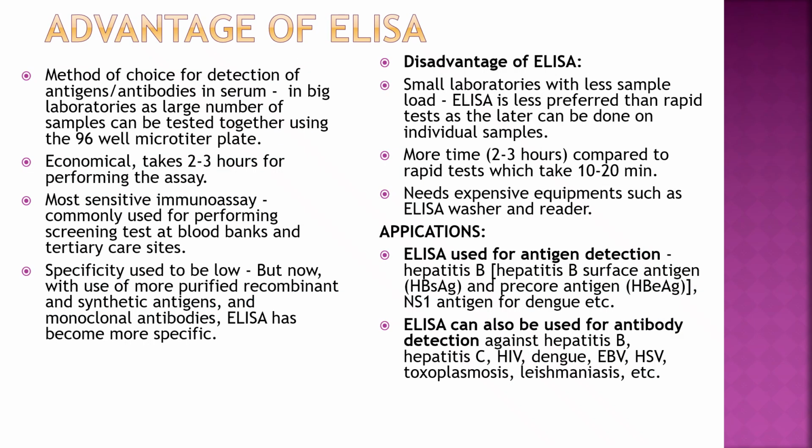Advantages of ELISA: it is the method of choice for detection of antigen and antibody. Sensitive, specific. Disadvantage: it is costly. Application: ELISA is used for antigen detection, such as hepatitis B surface antigen, pre-core antigen, that is HBe antigen, and NS1 antigen for dengue. ELISA can also be used for antibody detection like hepatitis B, hepatitis C, HIV, dengue, EBV, HSV, toxoplasma, leishmania.